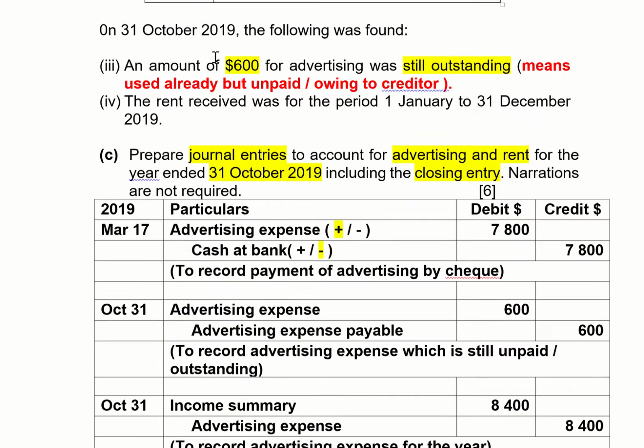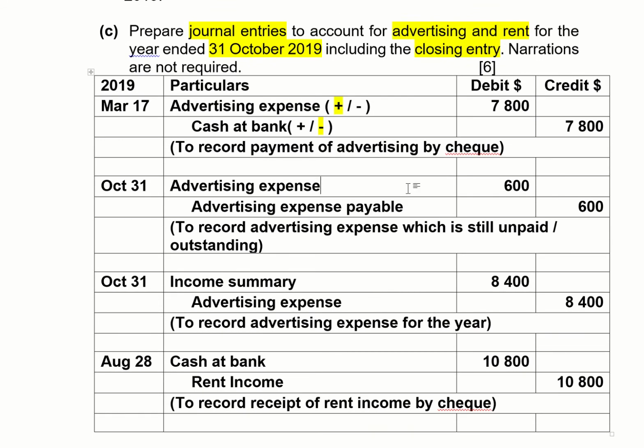So if it's still owing to the creditor, what you will need to do is record that advertising expense payable has increased. Why is the accounting rule minus plus? Because it's payable. You owe somebody, it is a liability. So that's why advertising expense payable increased, credit $600. The other account affected is advertising expense. So why is it advertising expense? Because you have already used the advertising. You have used the advertising, and since you haven't paid it yet, you are going to debit. That's why you see advertising expense debit $600 here.